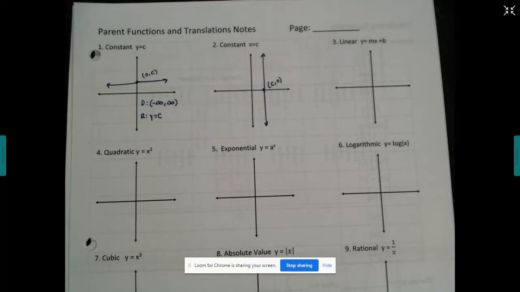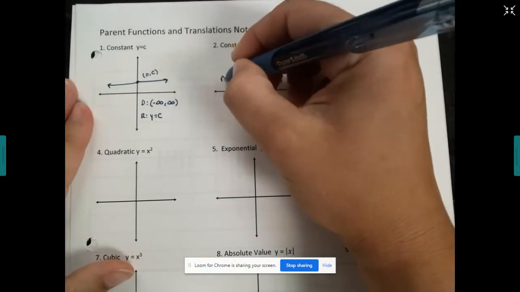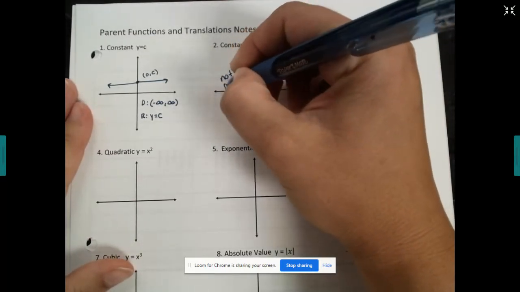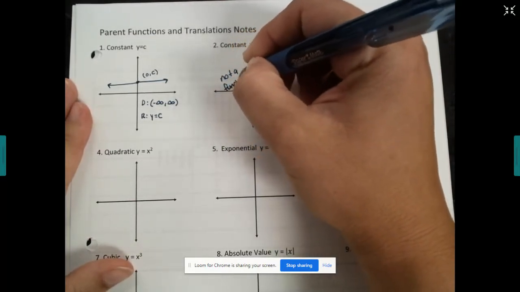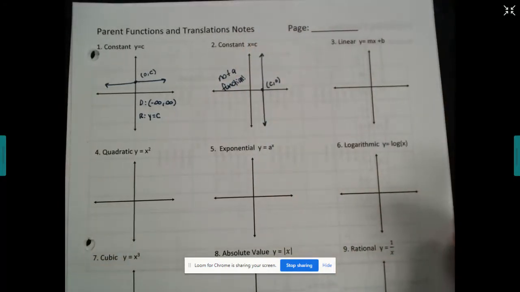And so in order for a function to be a function, that means that every x value has a unique y value. Well, that's not the case here, because here my x is c, but yet I have every single y value imaginable. So this one is actually not a function. So we don't have to worry about domain and range for it.